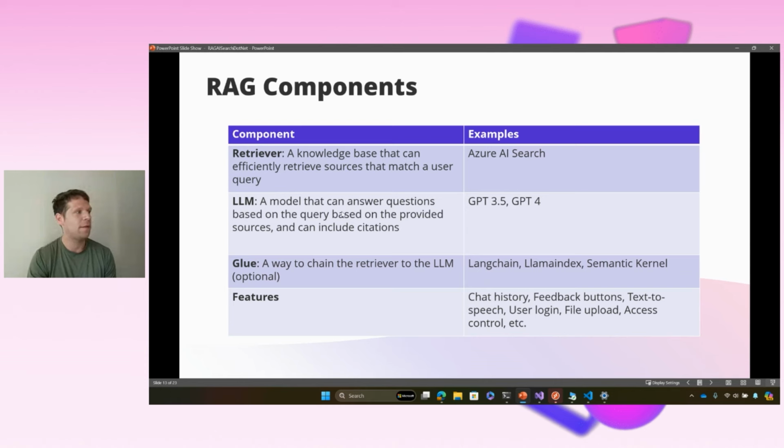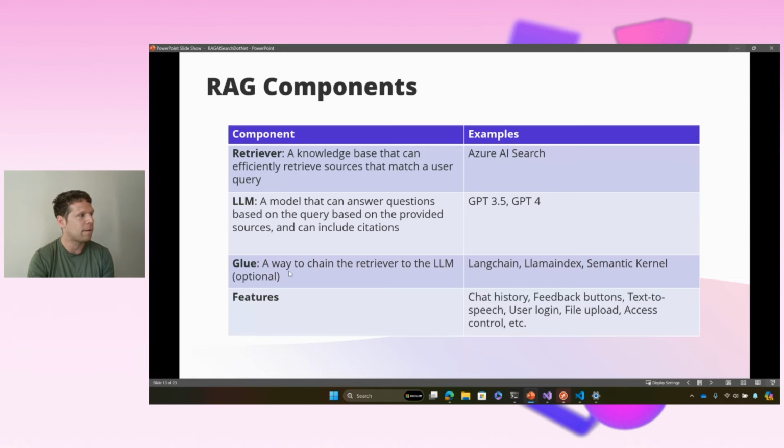Language models, these are what we talked about earlier. They're the actual models that answer the questions and include citations. We typically use GPT 3.5 and 4. As I mentioned earlier in the presentation, we use GPT 4o. This is a more modern version of GPT 4. It's also much more cost efficient than GPT 4. So we recommend if you're going to be experimenting with these models, GPT 4o definitely should be in that list.